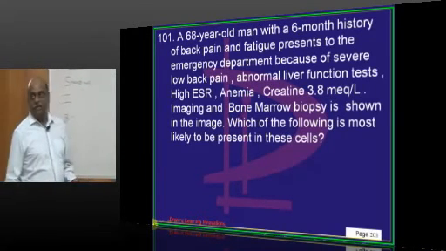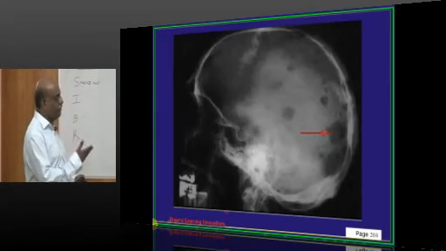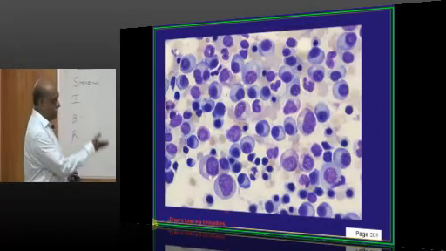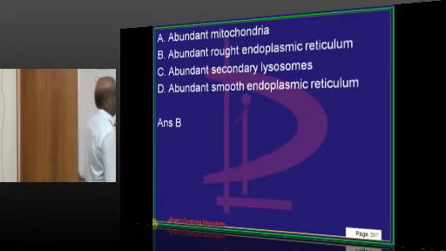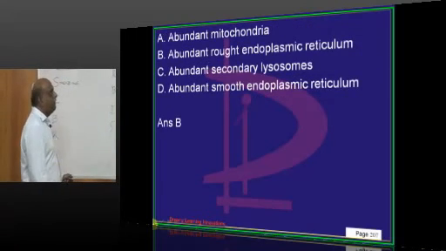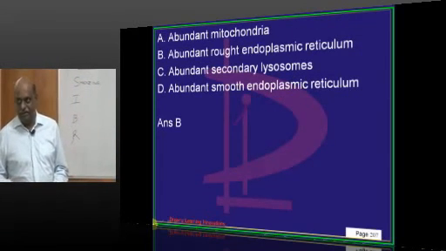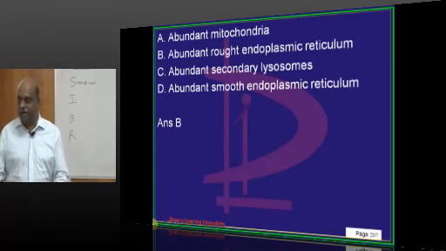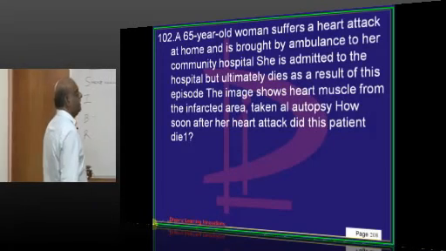A 68-year-old with back pain and fatigue comes to the emergency department with anemia and a bone marrow biopsy is done, and you see lytic lesions in the skull, and plasma cells in the bone marrow. So typically it is a case of multiple myeloma, and if you look at the cell architecture, a plasma cell is identified by abundant rough endoplasmic reticulum, is what you need to basically appreciate.